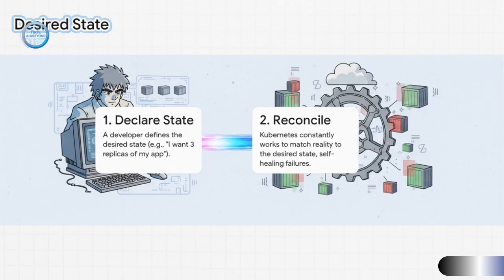If a server dies and a container vanishes, Kubernetes sees the mismatch. Current state is 2, desired state is 3, and it automatically schedules a new one on a healthy machine to fix it. It is a relentlessly self-healing system.